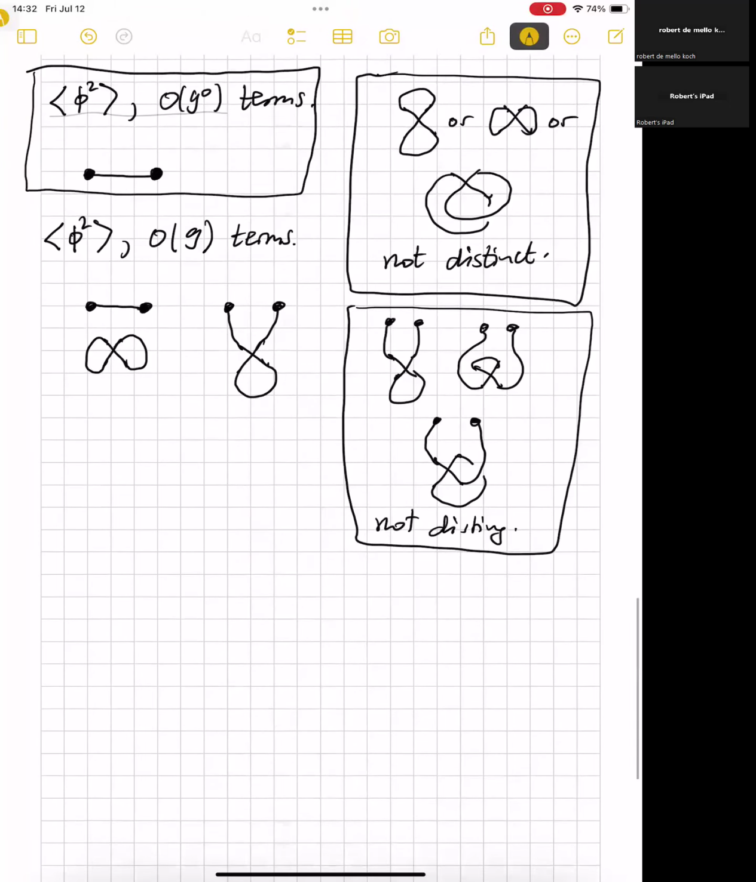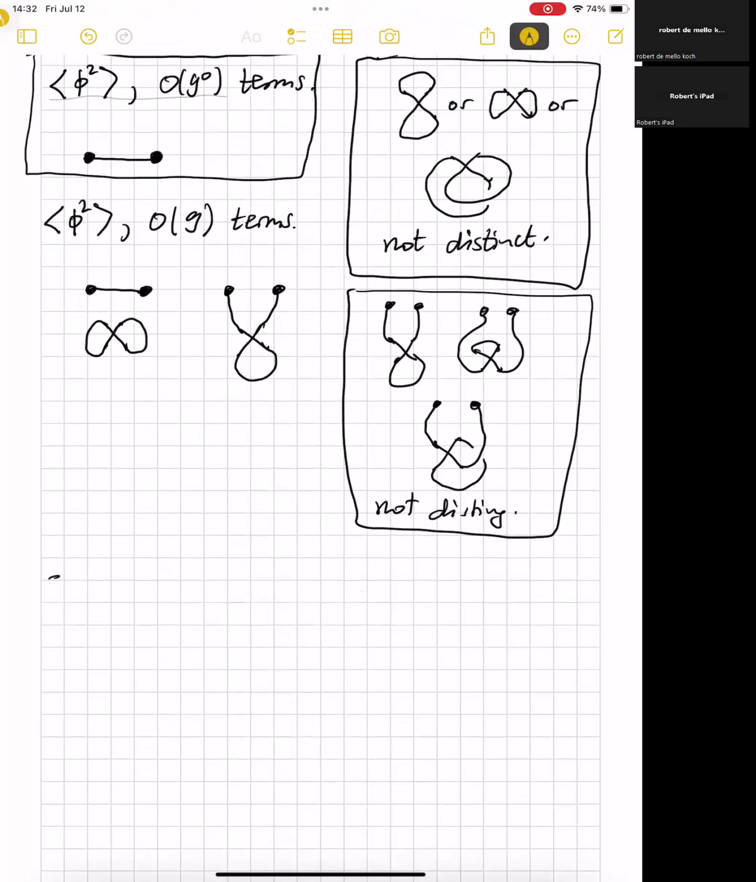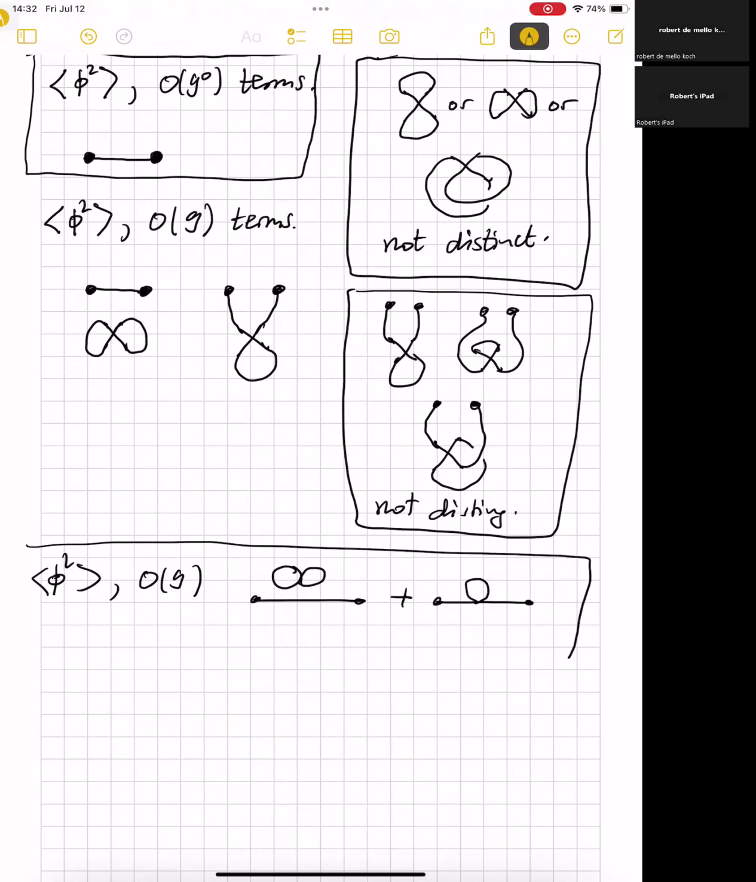Let me just tidy up. Phi squared and order g, what is it? It's this plus that. Okay, just those two diagrams.